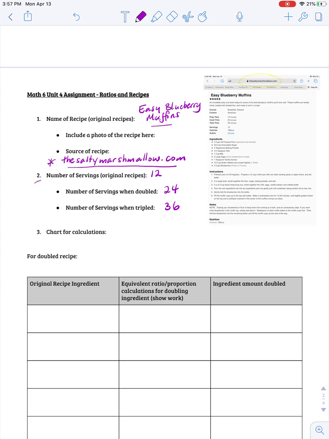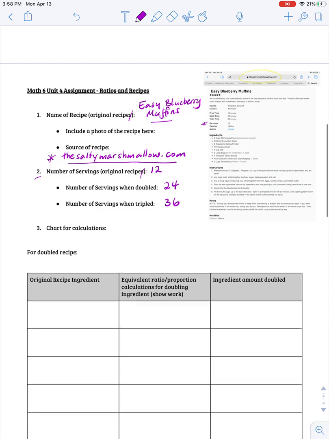Number 2, the number of servings from the original recipe. Sorry, that should say original recipe. It says 12 servings, if you can see there. The number of servings when doubled. If I double 12, I get 24. The number of servings when tripled. If I triple 12, I get 36.